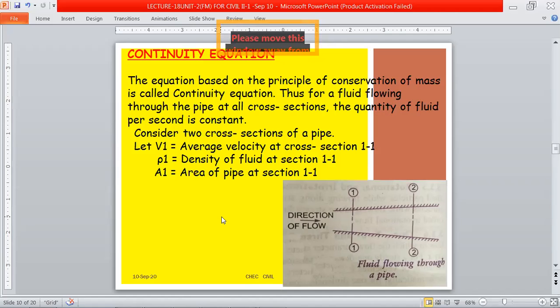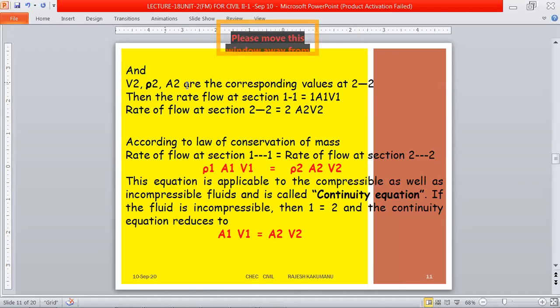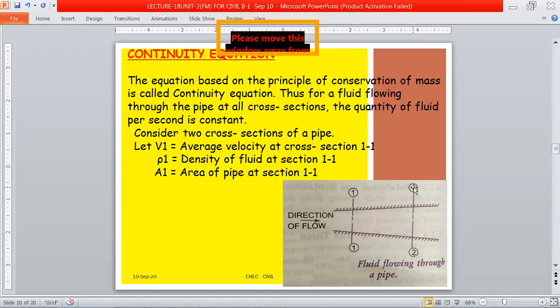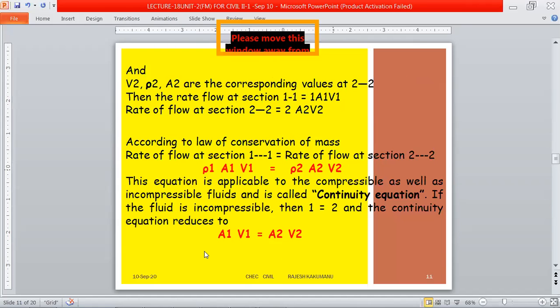Now see, let's consider V1 is the average velocity at cross section 1. Here at section 1 we'll take the values. V1 is the average velocity, Rho1 is the density of the fluid, A1 is the area of the pipe. So at section 1 we are taking 3 values: velocity, area and density. And V2, Rho2, A2 are the corresponding values at section 2. So from this figure, at section 2 we take the same values A2, V2 and Rho2. Very simple, right?